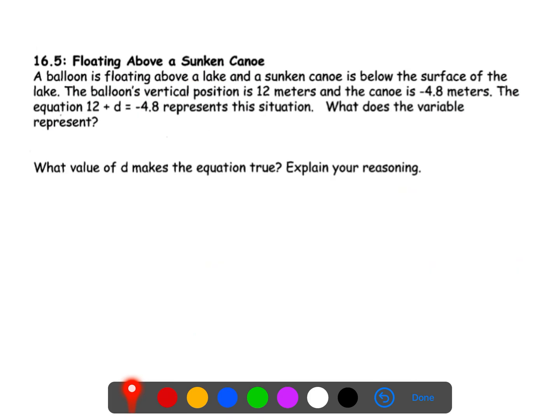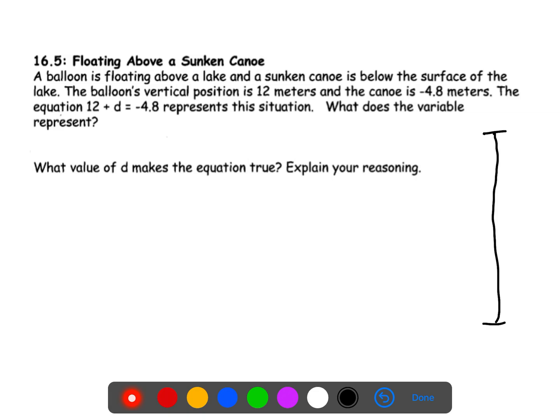It says a balloon is floating above a lake and a sunken canoe is below the surface of the lake. The balloon's vertical position is 12 meters and the canoe is negative 4.8 meters. The equation 12 plus d equals negative 4.8 represents the situation. The question asks, what does the variable represent? Well, there's nothing wrong with drawing a picture here. So this would be a good vertical number line situation here.